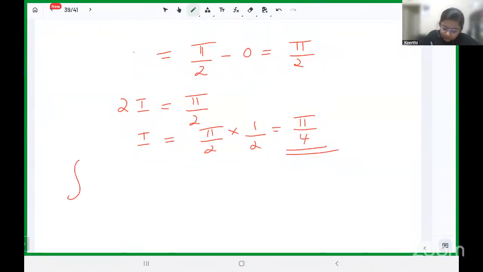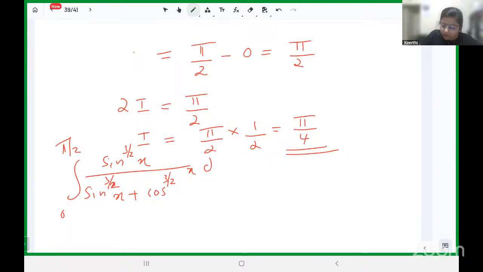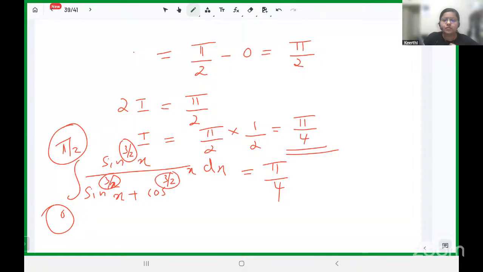Now if you are asked to find the integral from 0 to pi by 2 of sine raised to 3 by 2 x divided by sine raised to 3 by 2 x plus cos raised to 3 by 2 x dx, what will be the value of this definite integral? It will definitely be pi by 4. If the limit is from 0 to pi by 2 and the powers are the same, then the value will be pi by 4. You can do it as we have done in the previous case: in the place of x, put pi by 2 minus x and solve it, then we'll get the answer as pi by 4.